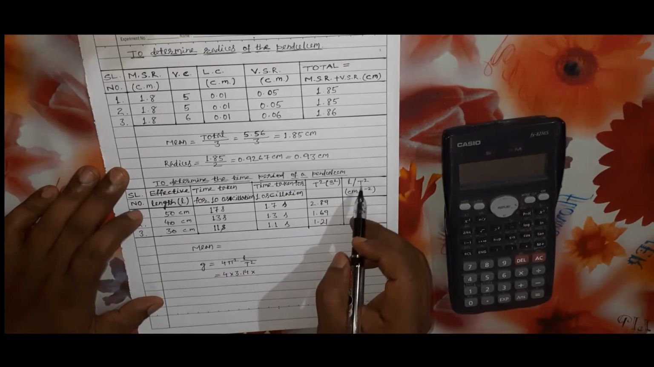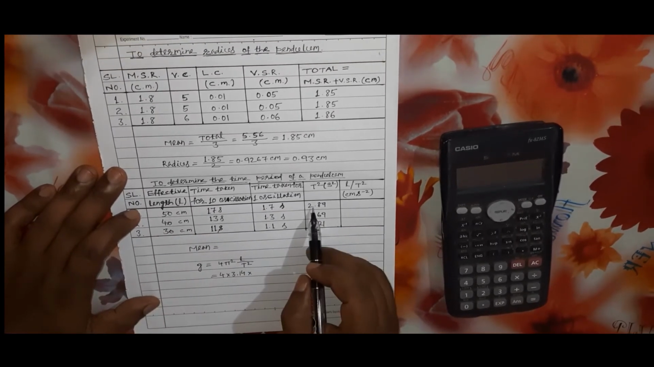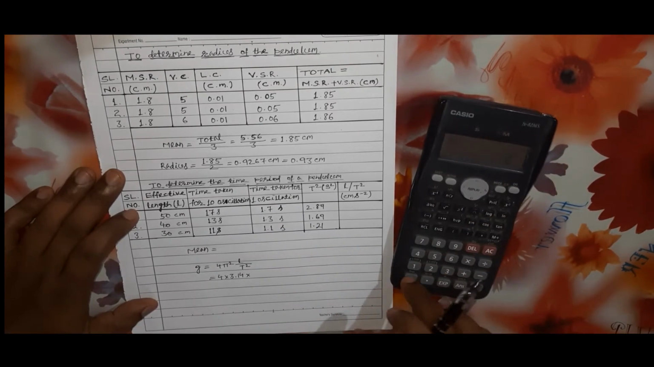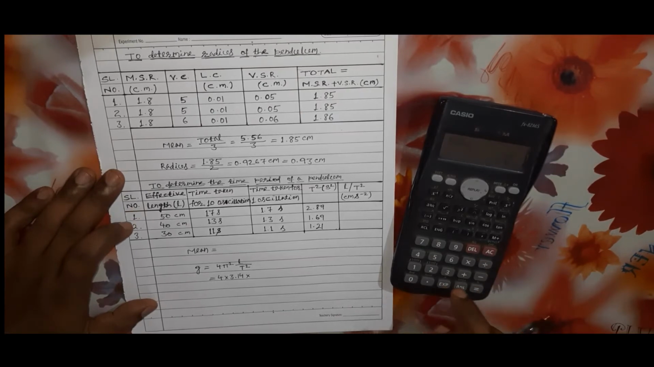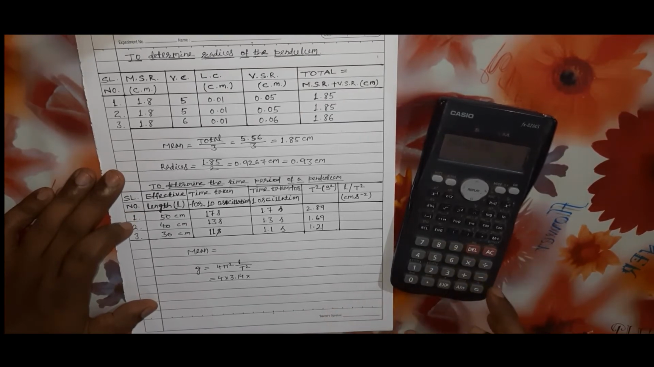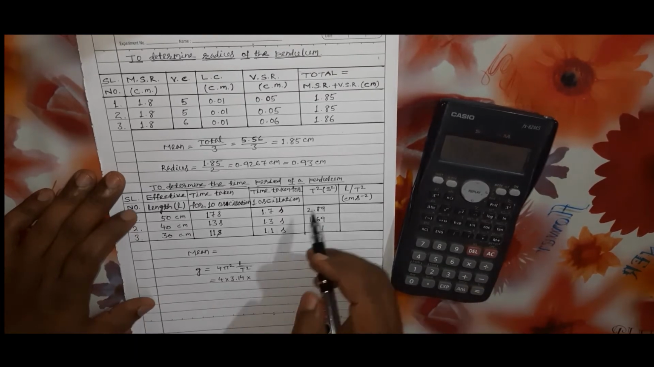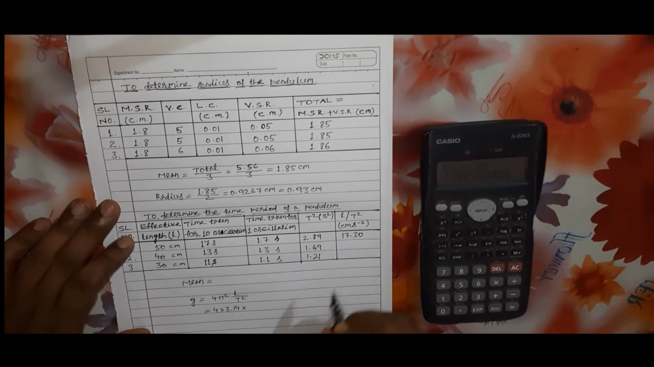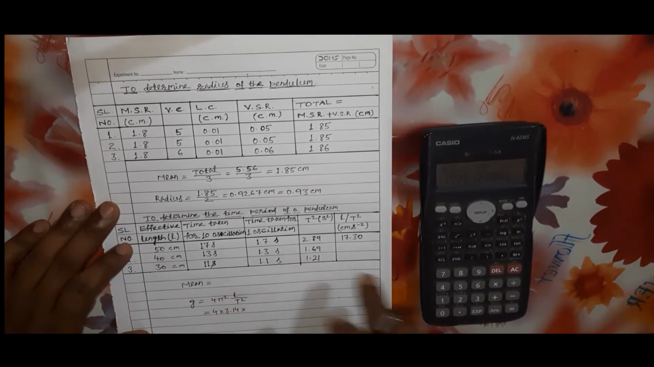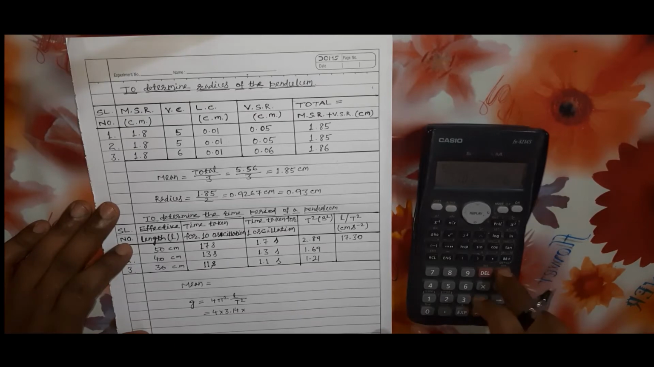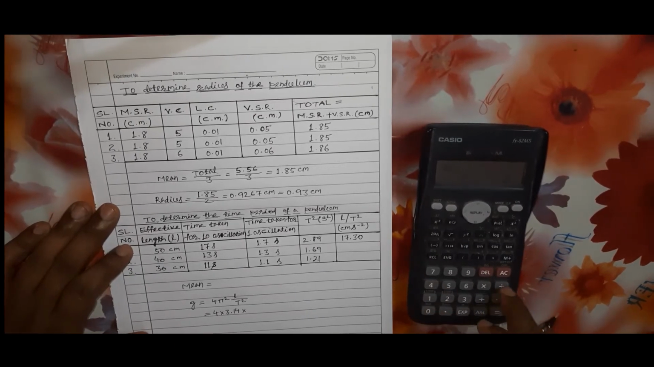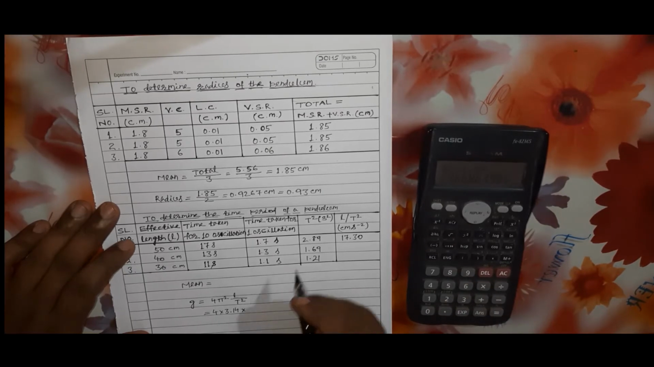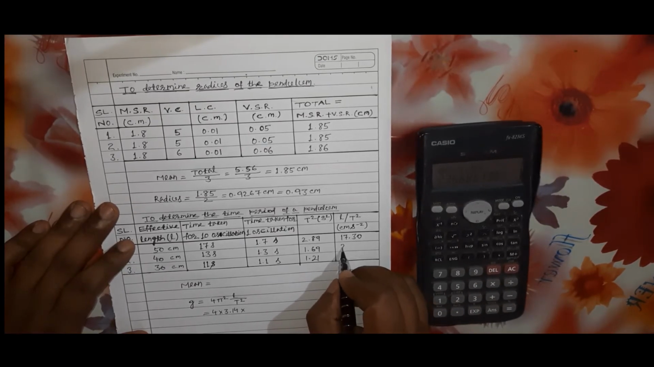Now what will we do? Then L by T square we have to find. This is the L, the effective length, and this is T square. So for 50, you have to find 50 divided by 2.89, so it becomes 17.30. Now like this, 40 divided by 1.69, it is coming 23.66.